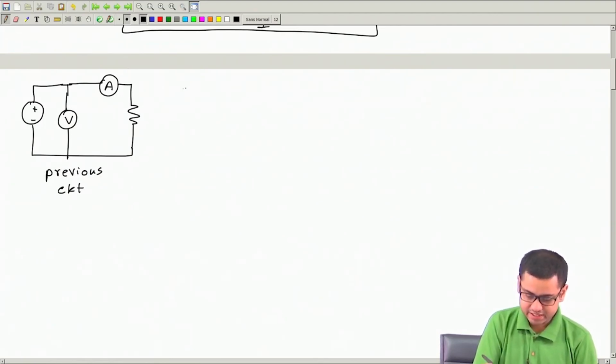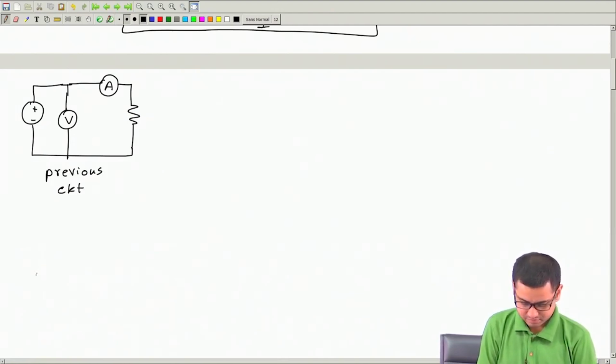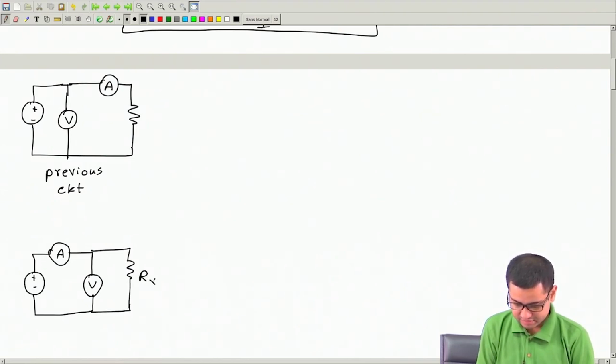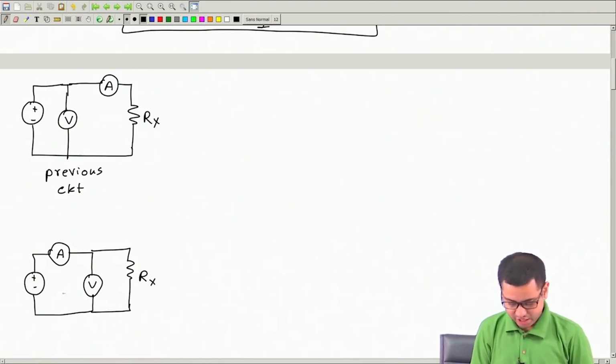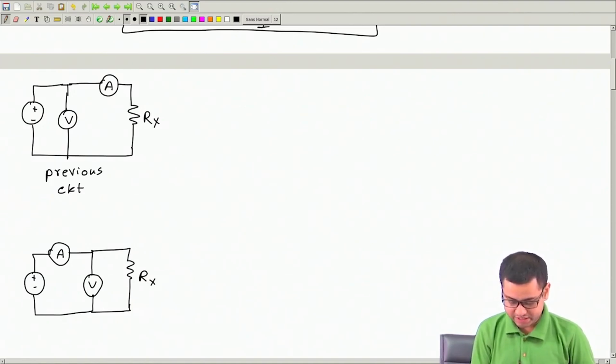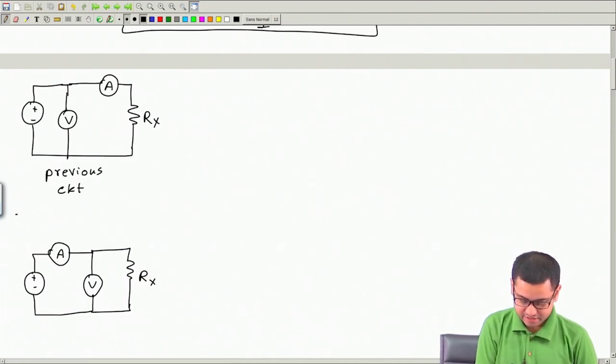Okay, let's try another circuit. Let me put the ammeter before the voltmeter, like this. Okay, now it's fine. The voltmeter reading is truly the voltage across this resistance, because the voltmeter is directly connected across this resistance. So this circuit seems like it's better.